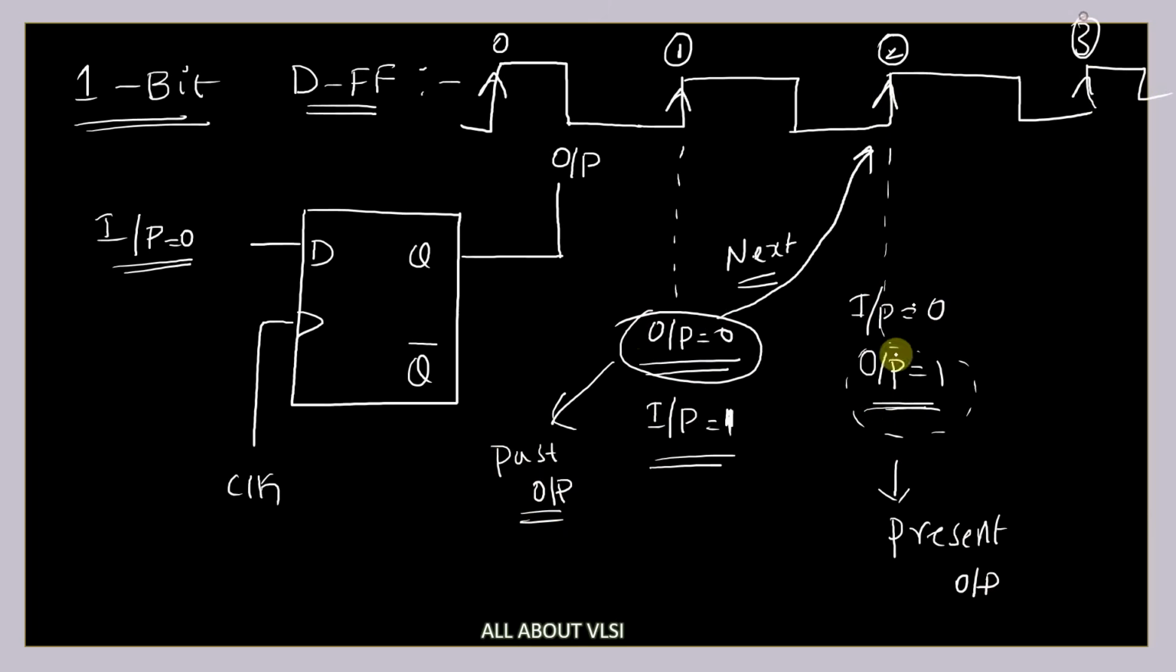Am I right or wrong? Depending upon the present input, we are going to decide my next output. Here, the next output will be equal to 0.